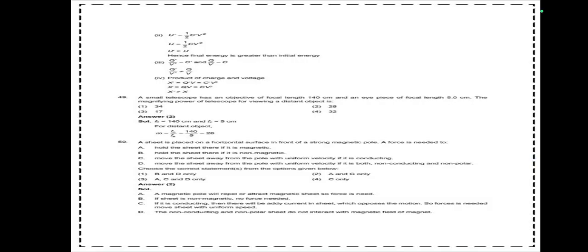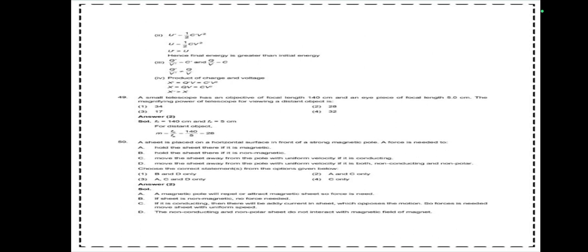Question number 49. A small telescope has an objective of focal length 140 cm and an eyepiece of focal length 5 cm. The magnifying power of the telescope for viewing a distant object is... Answer is 28.